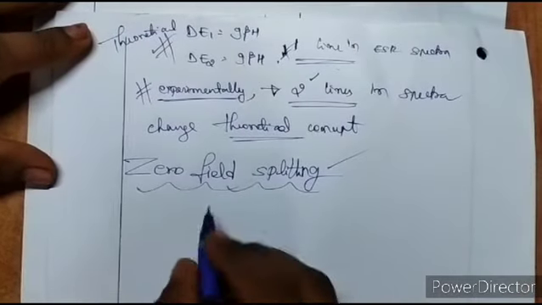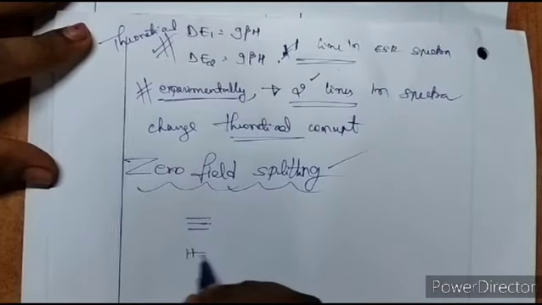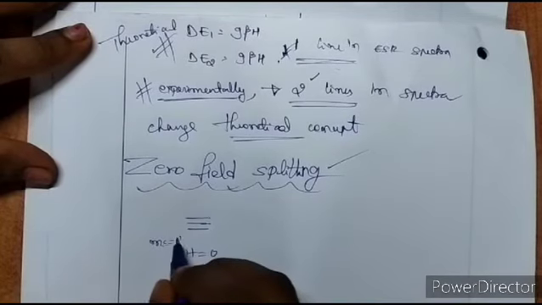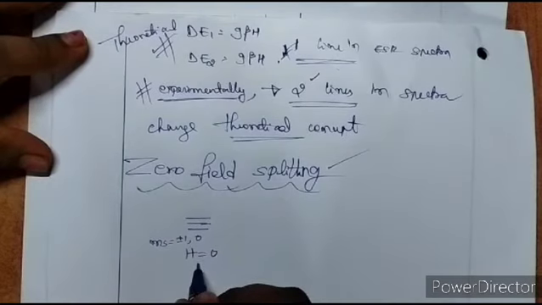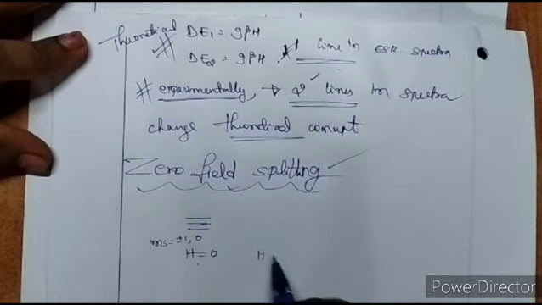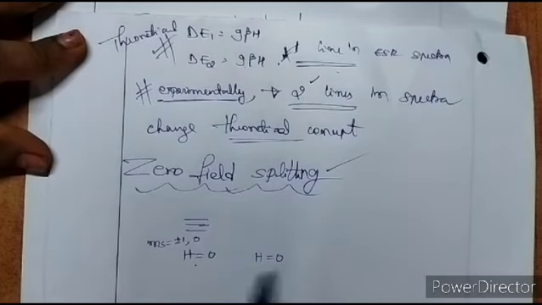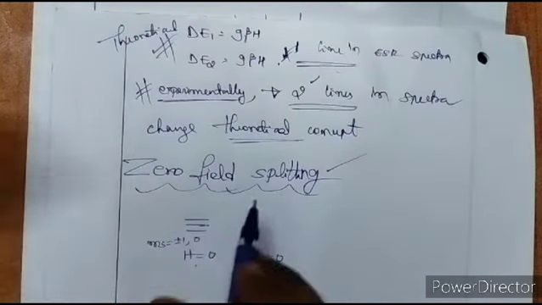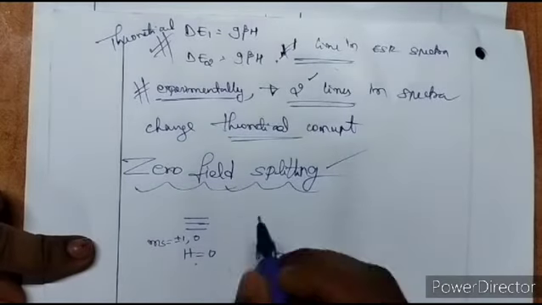According to this particular concept, let me write the energy level diagram first. This is in the absence of magnetic field, that is ms is equal to plus or minus 1 and 0. All the three levels are degenerate in the absence of magnetic field. According to zero field splitting, in the absence of magnetic field, this 3 ms level will split. Splitting of ms level will occur even in the absence of magnetic field, and that is what we call the zero field splitting. So according to this concept, these three levels will split like this.